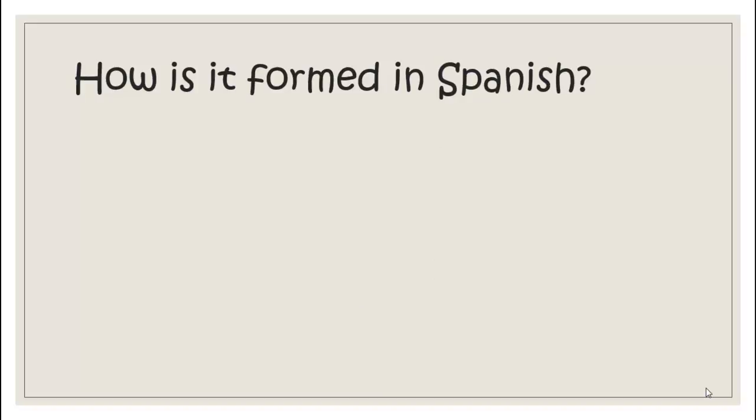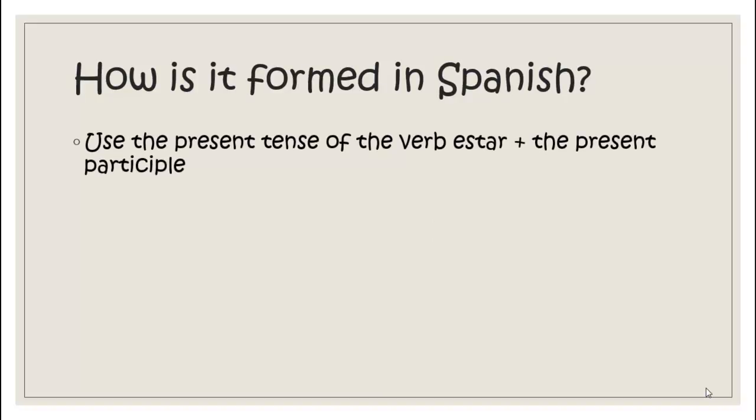So in Spanish, we have the same thing. We have a form of the verb to be, and then the present participle. The verb that we're going to use for to be is estar, and we use that in the present tense, and hopefully you know those conjugations. They are estoy, estás, está, estamos, estáis, and están.